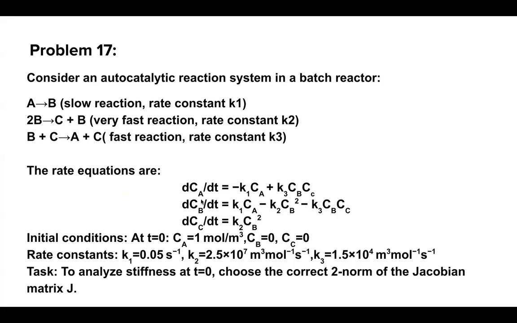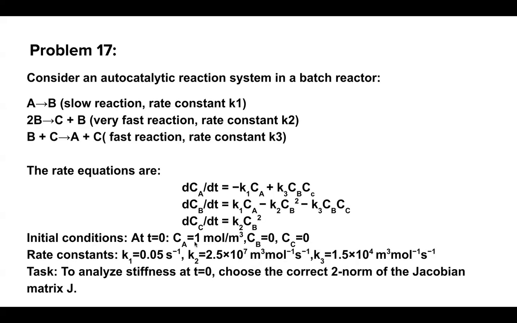So reaction equations for CA, CB, and CC, how the concentration is varying. You have the initial conditions at t equal to 0, CA equal to 1, CB equal to 0, CC equal to 0. K1, K2, K3 are also given to you. To analyze the stiffness at t equal to 0, choose the correct two norm of the Jacobian matrix. So basically, I need to calculate the Jacobian matrix and the norm of it.